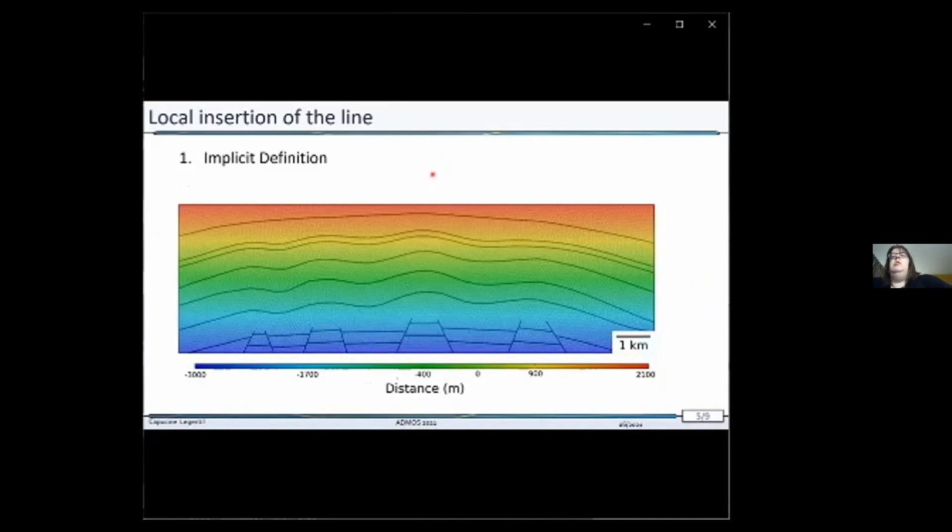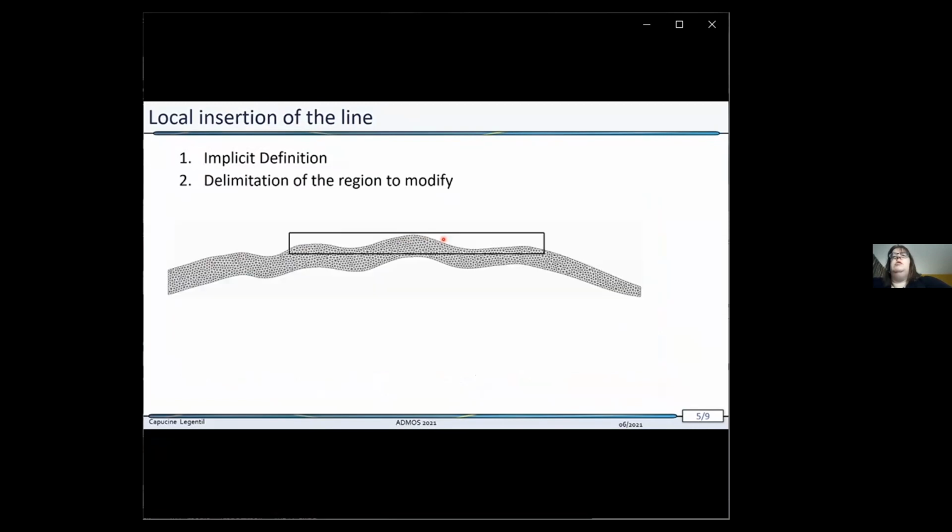To do that, we need an initial mesh and an implicit definition of the line that represents the gas-water contact. All vertices of the mesh have a value, and the chosen value describes the contact in the model. Thanks to that, the position of the line can be easily changed. The second step is the delimitation of the region that will be modified. Here is a reservoir layer.